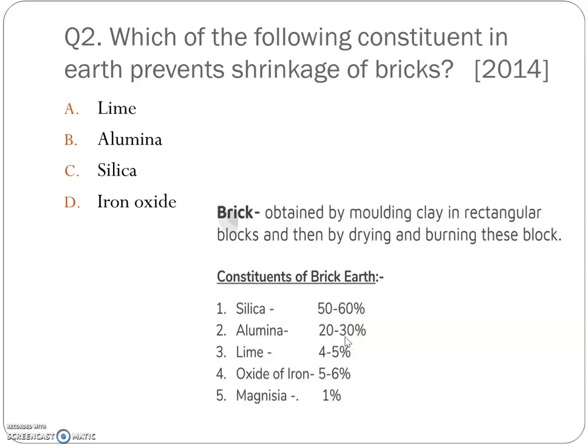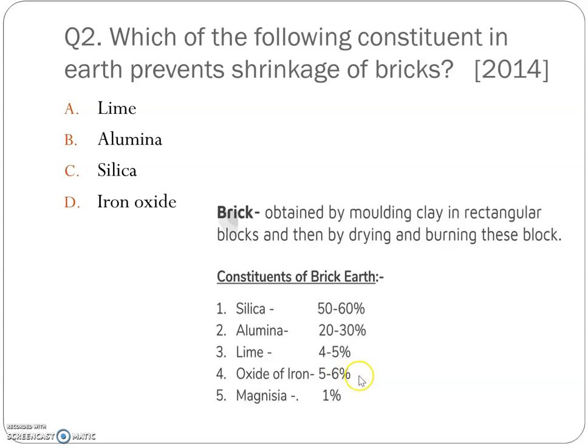Okay, so the second one is alumina. Alumina is also a chief constituent of the brick and it imparts plasticity to earth. So the peculiarity of alumina is it provides plasticity to the earth. If that is in excess, sharp shrinking and warping will occur during burning and drying. Next is lime. So lime prevents shrinkage of raw brick, and if it is in excess amount, it will cause the brick to melt and hence the shape will be lost.